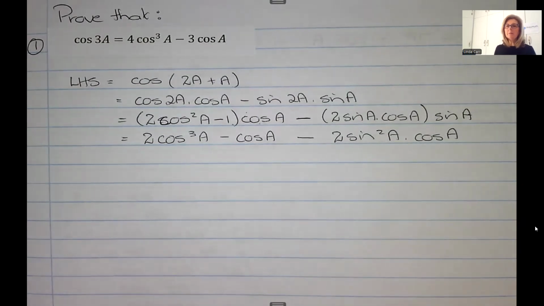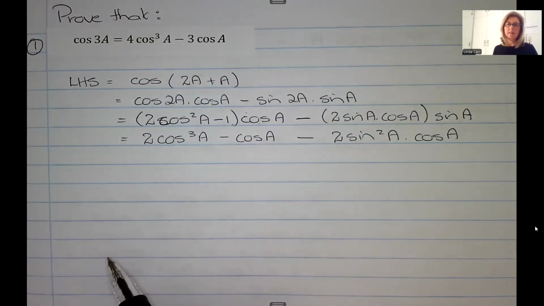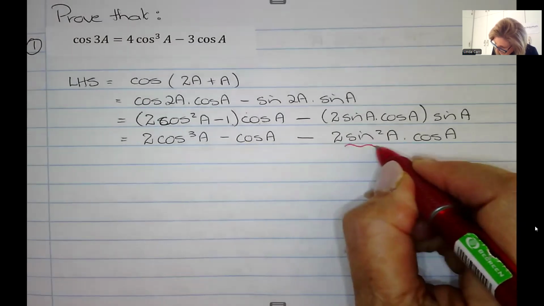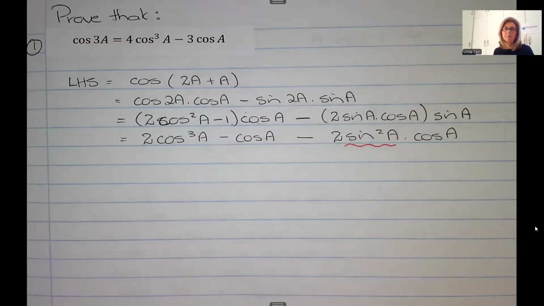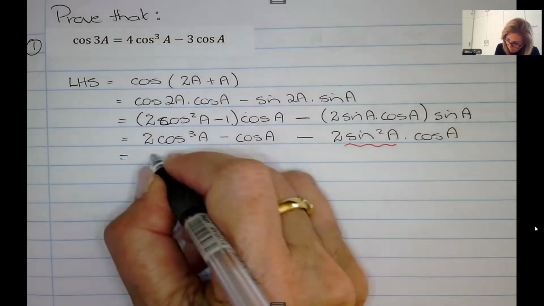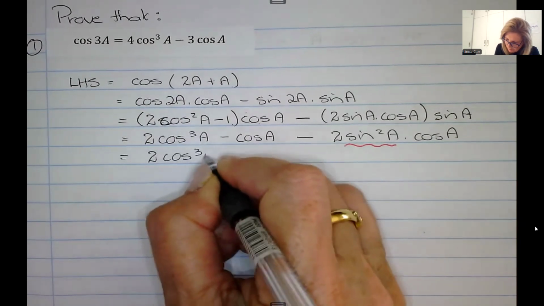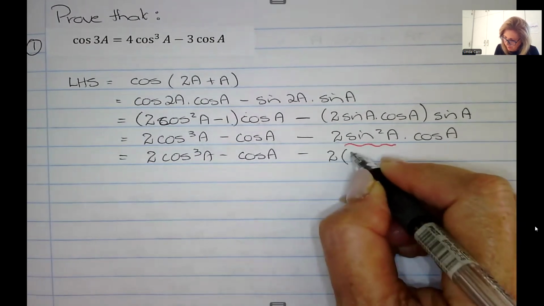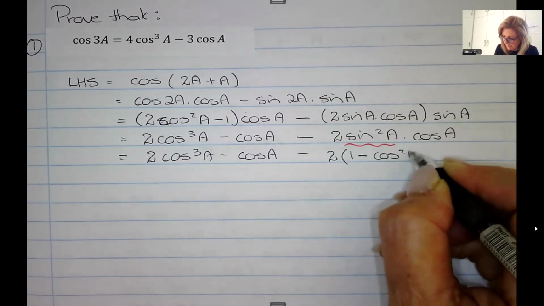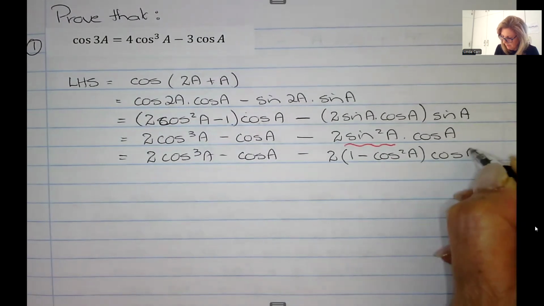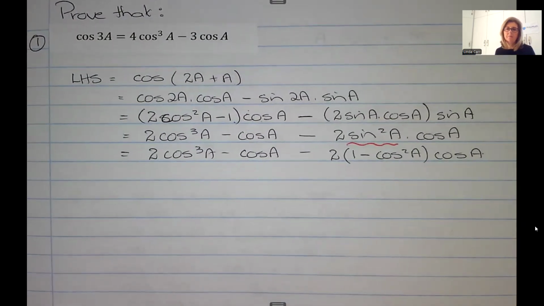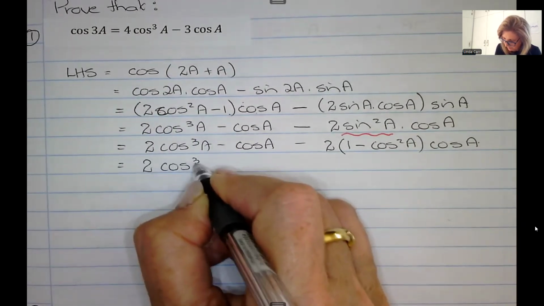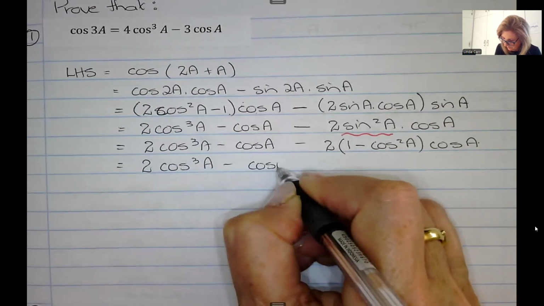Okay, so I keep looking at my right-hand side, and my right-hand side says no sine. So it's this sine squared A that's the problem. If you go through all the options that you've got for getting rid of that sine squared, your best option is your grade 11 identity, 1 minus cos squared. Nearly there, I'm going to leave this alone.